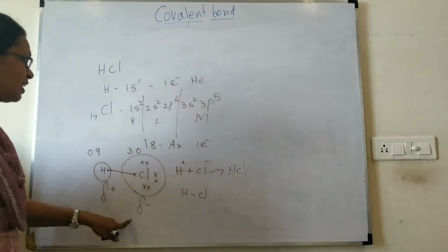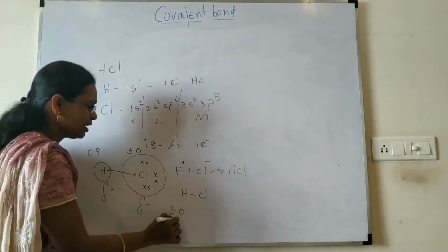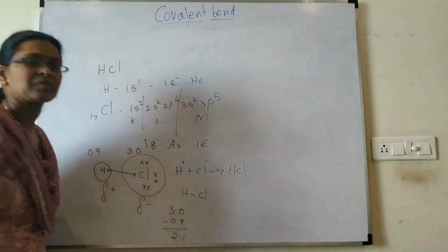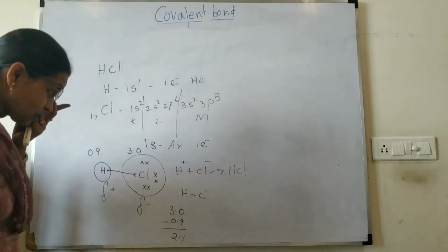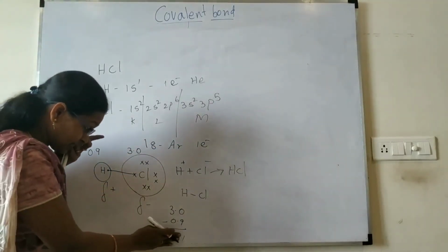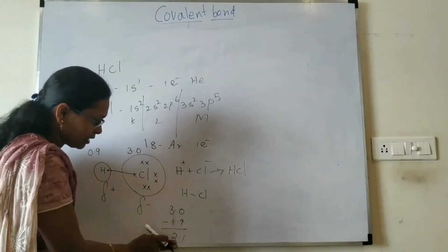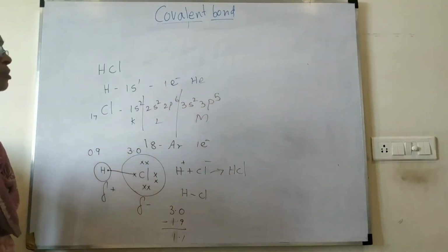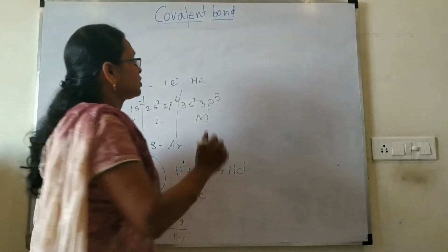The electronegativity difference here is 3.0 minus 2.1, which is 0.9. Sorry, not 2.1, it is 0.9. This is less than 1.7. Based on this, we can explain the polarity of the HCl molecule.